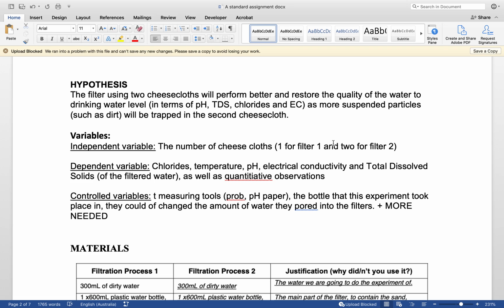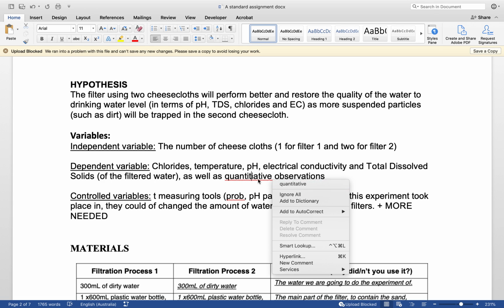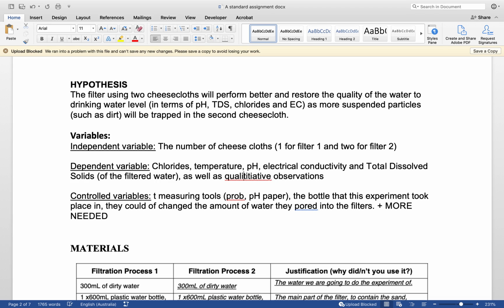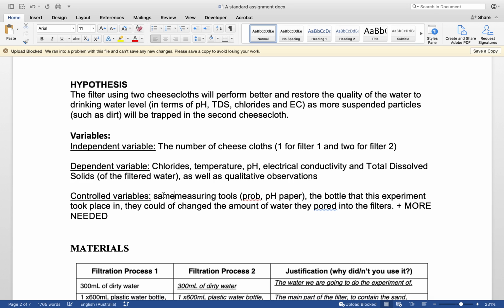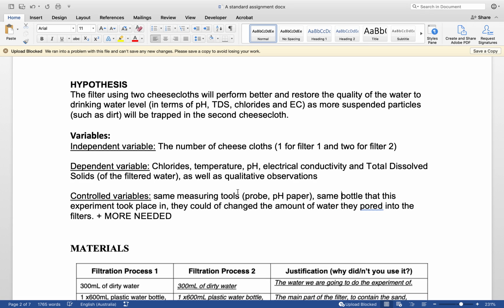Okay. Dependent variable. Look, this is what you're measuring: chlorides, temperature, pH, electrical conductivity, and TDS, as well as, and that should be actually qualitative observations. They're controlled variables. They use the same measuring tools: the probe, pH paper, the bottle, the experiment. Maybe they should say the same bottle the experiment took place in. Honestly, they probably need 3 or 4 more.